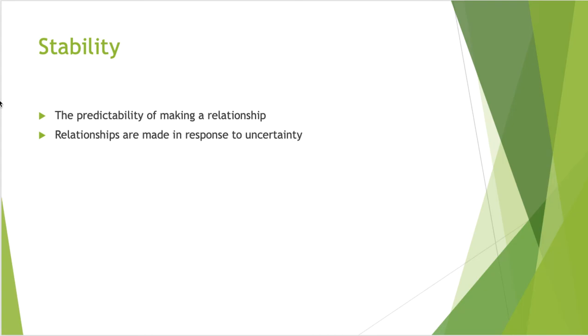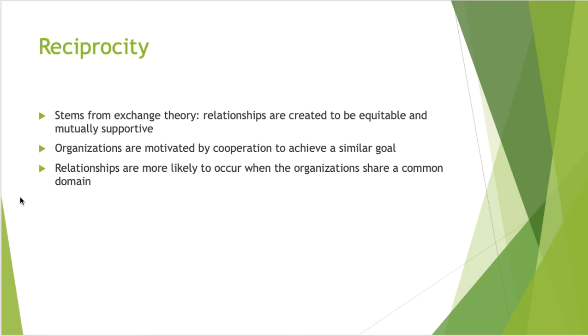So the next one we're going to talk about is stability, and this is pretty simple. It's just the predictability of making a relationship. So they're creating a relationship in response to uncertainty, or not knowing something, and a lot of times organizations will make a relationship in order to reduce uncertainty. So they're doing it because they want to reduce the uncertainty or the unknowing. So they make a group in order to defend themselves from uncertainty. So that's what stability means. They want to remain stable and not uncertain.